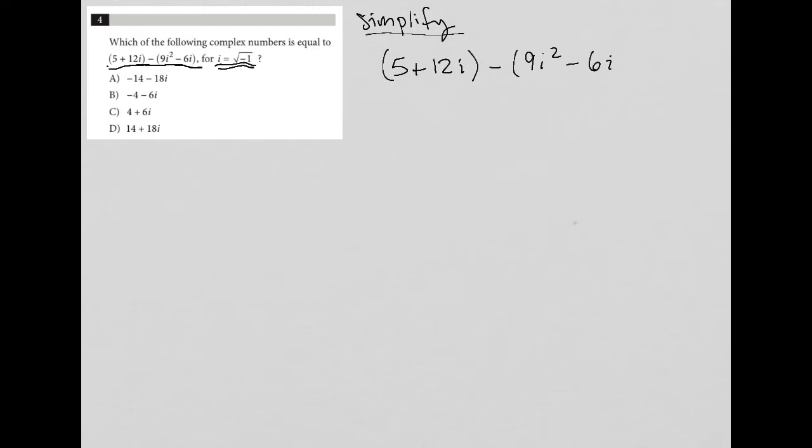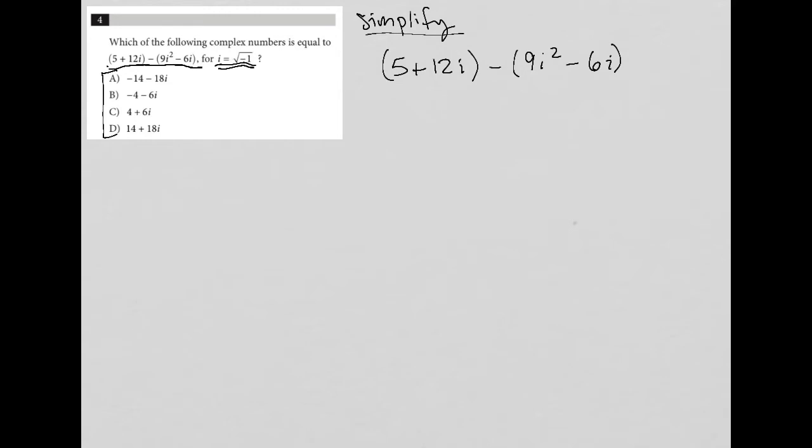So this question says, which of the following complex numbers is equal to what we have here, our (5 + 12i) − (9i² + 6i)... for i equals the square root of -1. And this is just a fact that maybe you remember from school. So in essence, this is a simplified question. And basically what it's asking us to do is to say, well, this 5 plus 12i minus 9i squared minus 6i is equal to one of the answer choices.